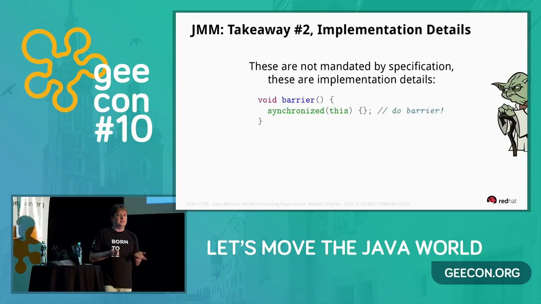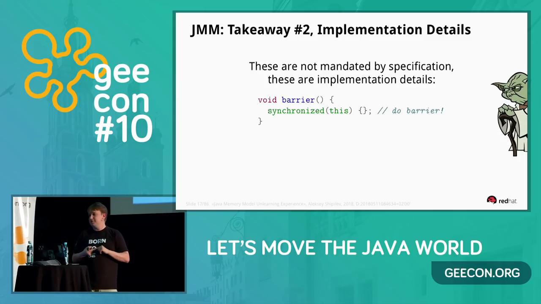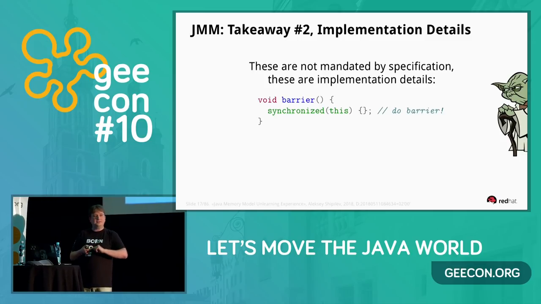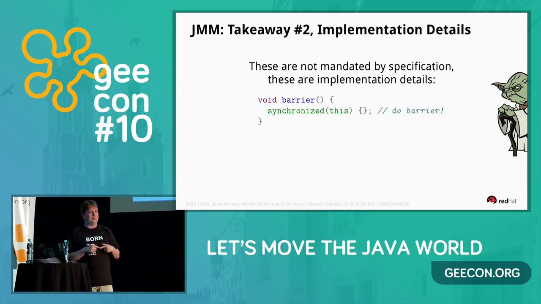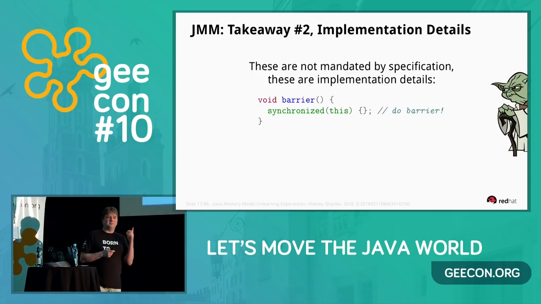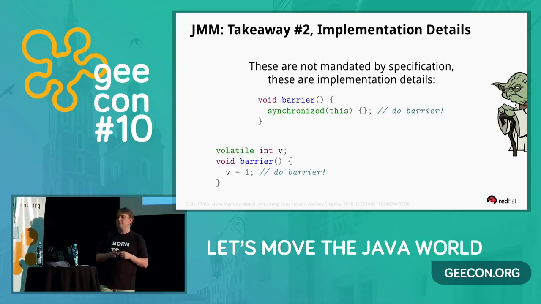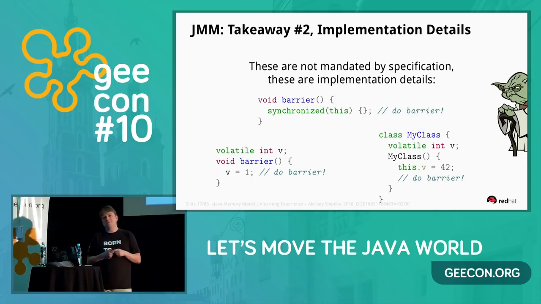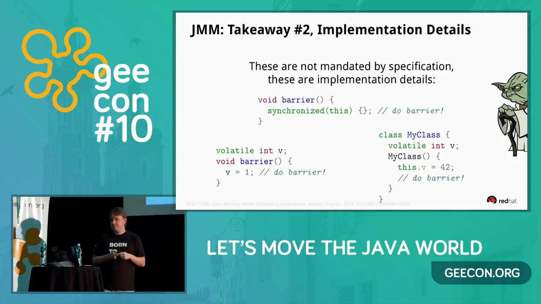So every time you see code like this, you say, I have a method barrier, which has an empty synchronized lock there, and the cookbook, which I Googled on the internet, says that after the synchronized, I have to have a barrier. So obviously, this is a barrier, right? This is an implementation detail. This is not mandated by the spec. It is also not mandated by the spec that you have the barriers from the volatiles. This is just implementation detail. Relying on this is harmful.